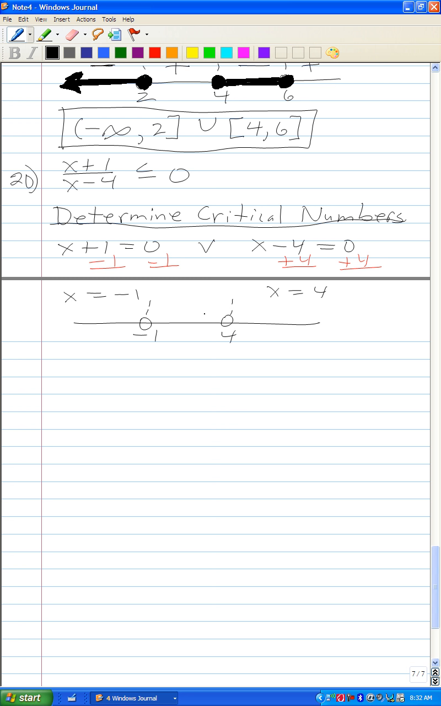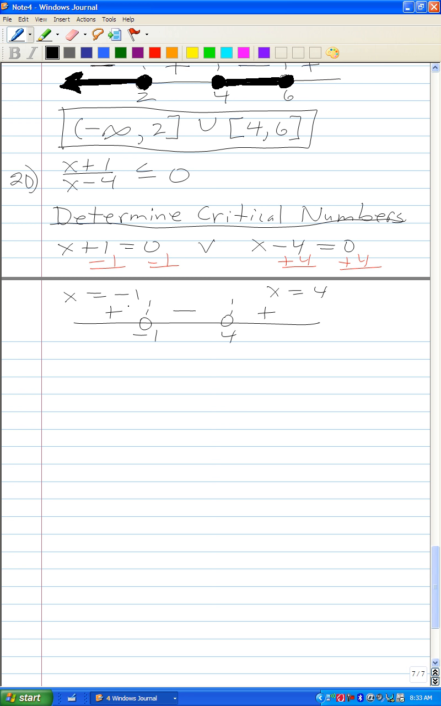When x is 0, x plus 1 is positive. X minus 4 is negative. Positive divided by negative is negative. So let me fill this in and put in a negative sign there. The multiplicity of the root at 4 is 1, which is odd. Therefore, it alternates in sign. The multiplicity of the root at negative 1 is also odd. It's multiplicity of 1, so it alternates in sign.